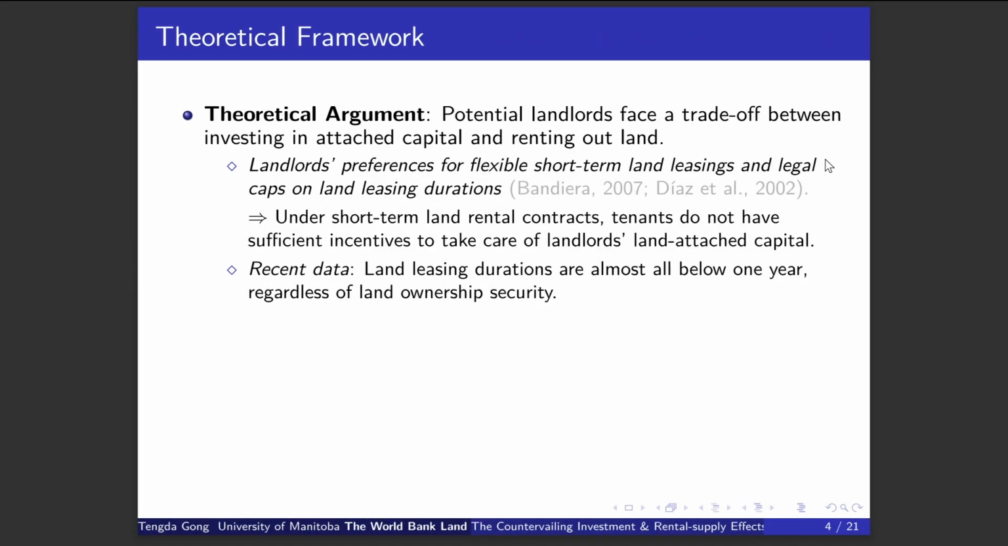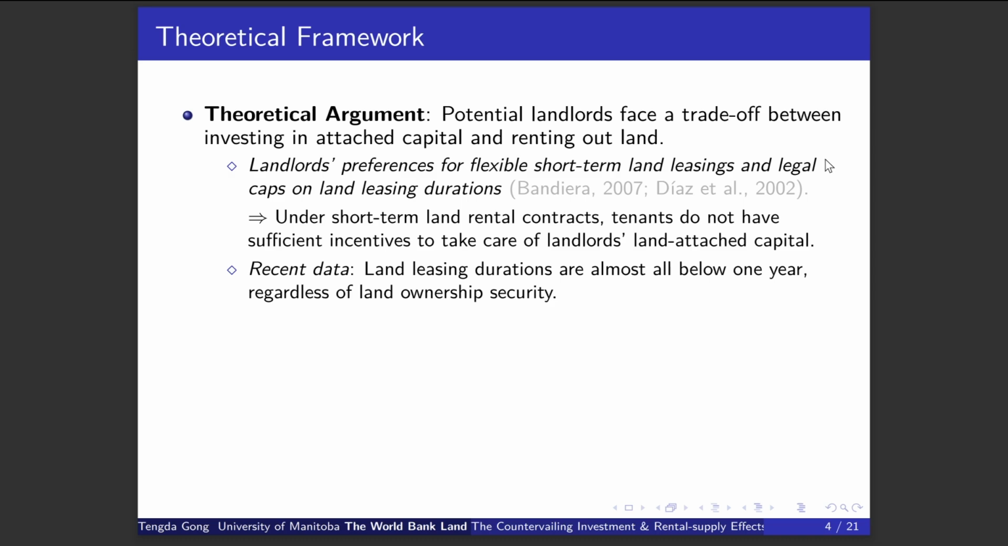To rationalize this, I provide a sophisticated theoretical argument. I think some referees really hate that, but I want to make sure I don't create things mechanically in theory, so I build a very complex theory. The theory in words is easy: the landlords face a trade-off between investing in attached capital and renting out land, while there's a context-specific friction, which is that the landlords prefer flexible short-term rental leasing anyway, or there's a legal cap on the land leasing durations, okay?